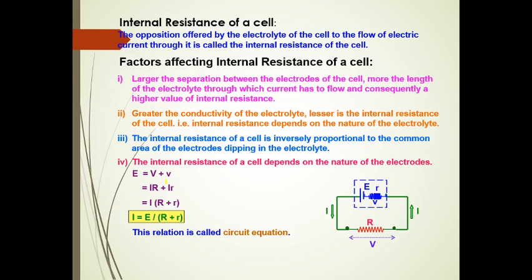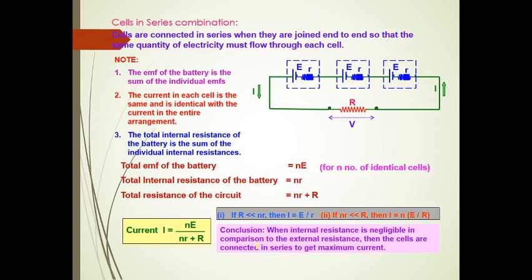So E, the EMF, is equal to the potential across the external resistance plus the potential across the internal resistance. According to Ohm's law, V is equal to IR, where I is the current flowing through the internal resistance, and the potential across it is small v. Rearranging the terms, I is equal to E divided by R plus small r. This relation is called the circuit equation.